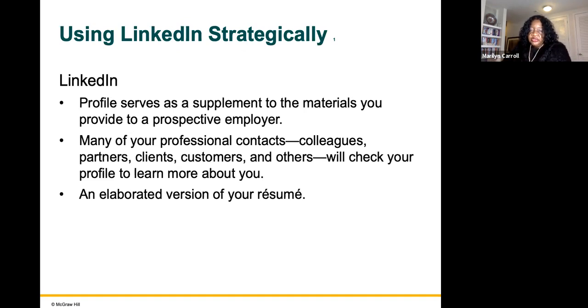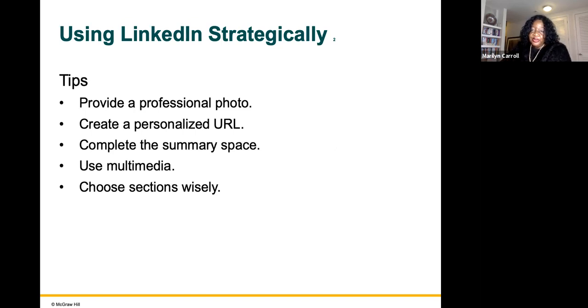So using LinkedIn strategically. A LinkedIn profile serves as a supplement to the materials you provide to a prospective employer. Many of your professional contacts, colleagues, partners, clients, customers, and others will check your profile to learn more about you, and this is true. An elaborate version of your resume. Tips: provide a professional photo. Some people don't, but I don't think they get looked at as much if you don't provide the photo.